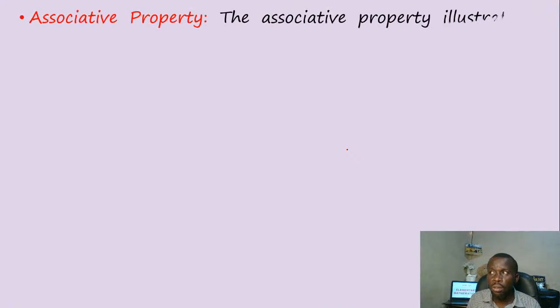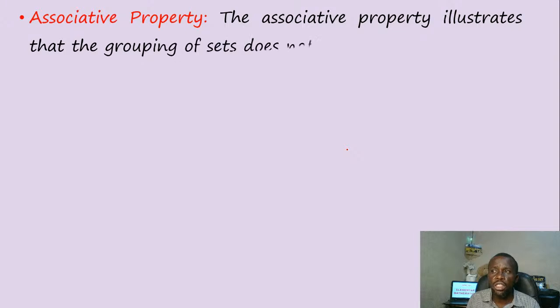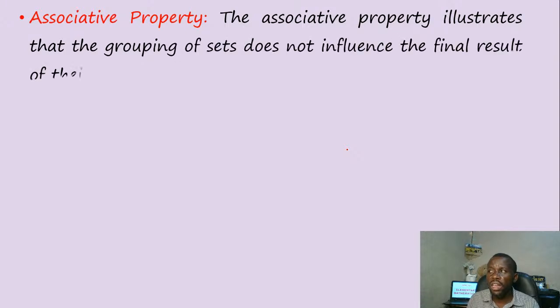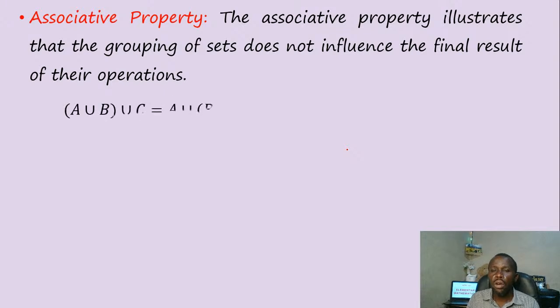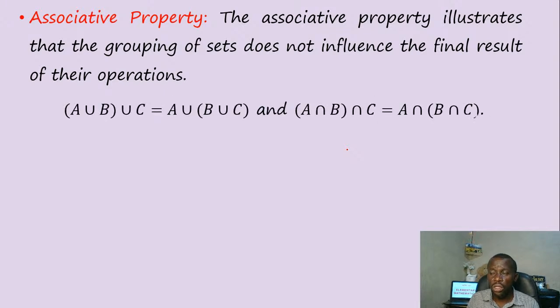All right, next. Associative property. The associative property illustrates that the grouping of sets does not influence the final result of their operations. Now, A union B union C. In this associative property, it's just the grouping. It does not influence the result. It's just how you group it.